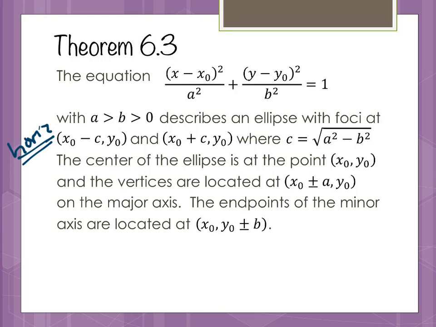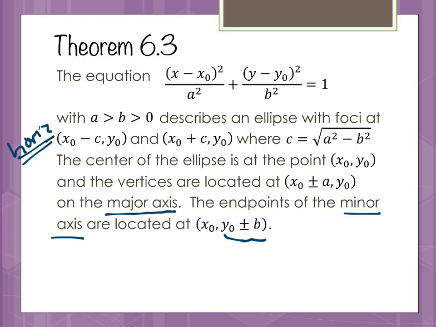And then you see that phrase major axis, right? Major axis, the longer one. And then the endpoints of the minor axis can be found at y0 and then adding and subtracting the b value up and down. So this all fits in with the very first picture that I drew, the one that was longer along the horizontal. Okay, is everybody good with that?